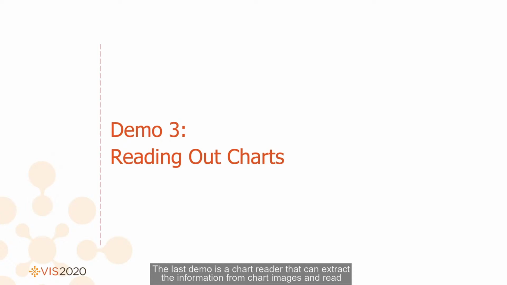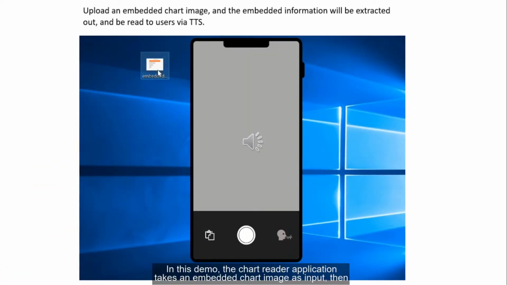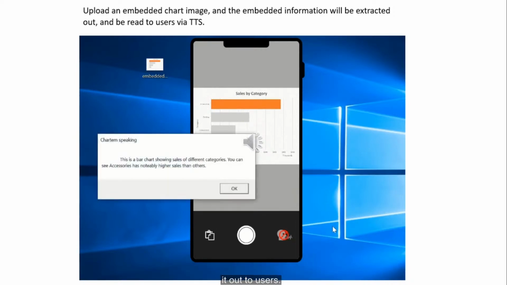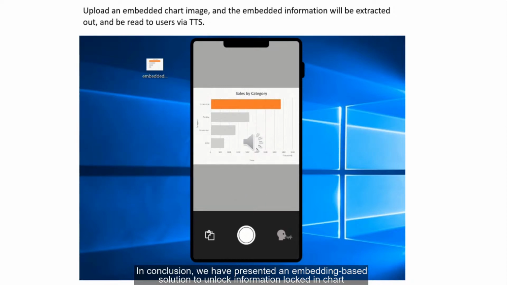The last demo is a chart reader that can extract the information from chart images and read it aloud to people. In this demo, the chart reader application takes an embedded chart image as input, then extracts the chart description from the image, and uses text-to-speech technology to read it out to users. This is a bar chart showing sales of different categories. You can see accessories has notably higher sales than others.